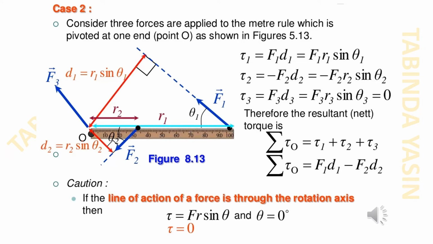There is no angle between the line of action and the axis passing through the point of center of rotation. Therefore, the resultant of all the torques, tau naught, is equal to tau 1 plus tau 2 plus tau 3, that is tau naught is equal to F1 d1 minus F2 d2. The caution: if the line of action of force is through the rotational axis, then the torque is 0. So tau is equal to rF sin theta, where theta is equal to 0, so tau will be 0.